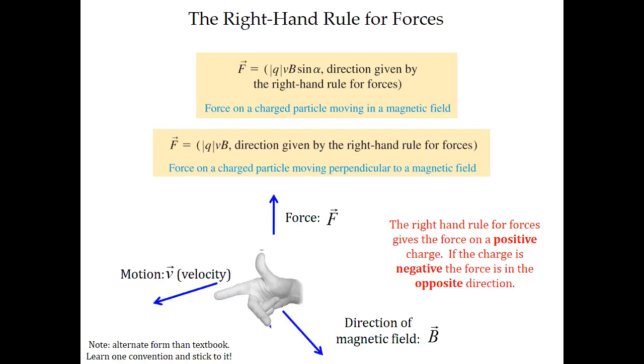If the velocity and the magnetic field are not totally at 90 degrees with respect to each other, then you have to put in a sine of alpha, where alpha is the angle between the magnetic field and the velocity. Notice that your textbook has a slightly different convention. You can just pick one convention and stick with it. And also notice this note especially about the right-hand rules. If the charge is negative, then the force is in the opposite direction, or use the left-hand rule.